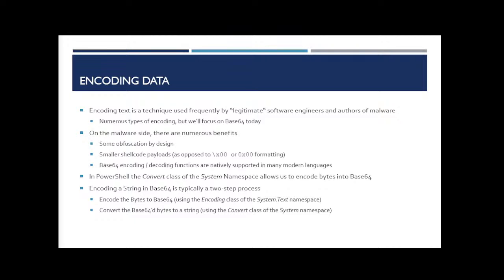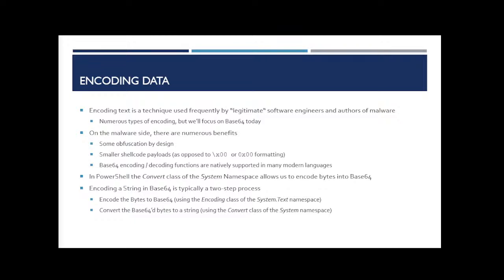On the malware side, there are a few inherent benefits to base64 encoding. Number one is there's a bit of obfuscation by design. You're just going to look at the string and it's going to be a whole lot of gobbledygook essentially. If you're creating payloads with shellcode, they're usually smaller than using other formatting. The one on the left here, the \x00, would be what we call C formatting, and 0x00 would be what we call C# formatting. Base64 encoding and decoding functions are natively supported by lots of modern languages, so it lends itself well to transforming it, and then we can modify it in a different language or invoke it in a different language.